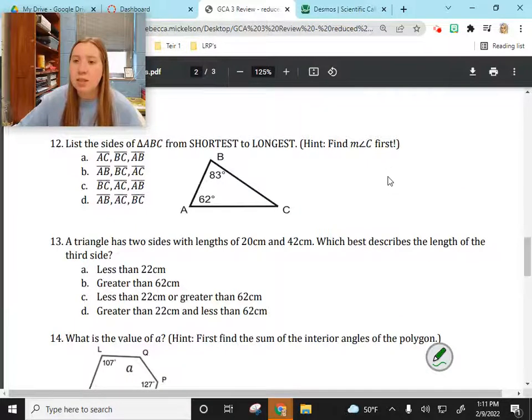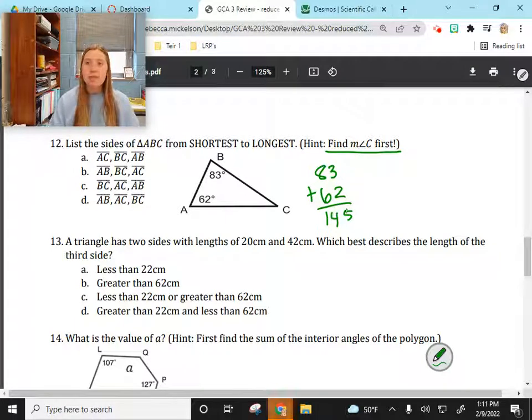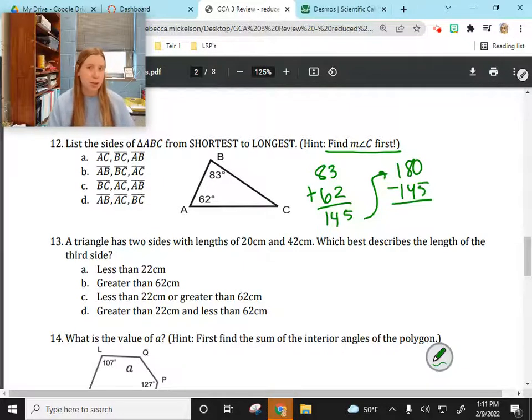Moving right along, number 12 says list the sides from shortest to longest, and it gives me a nice hint. I have to find the measure of angle C first. So I'm going to take the two numbers that they give me and I'm going to add them together, 145. And then I'm going to take that number and I'm going to subtract it from 180. So that's going to give me 35. The measure of angle C is 35.